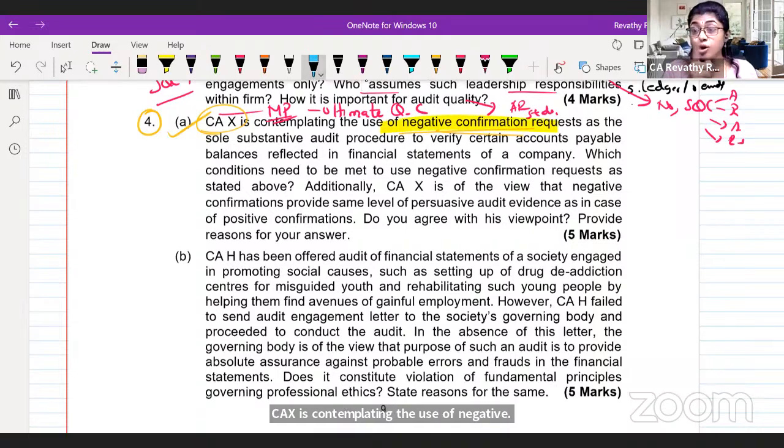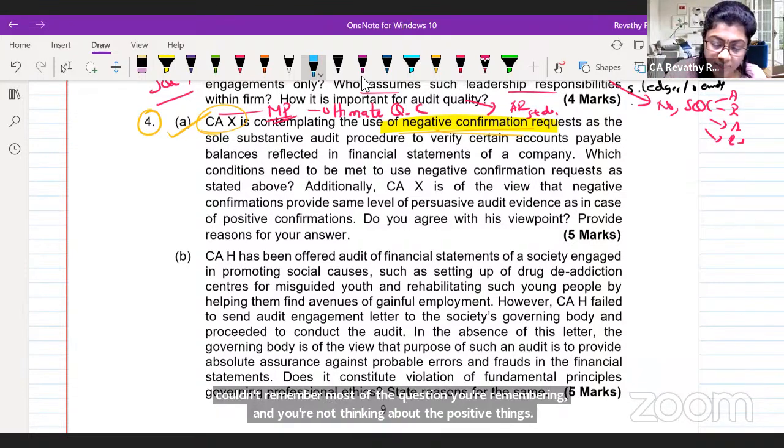Now you will catch on. You miss 1 or 2 questions, and we couldn't remember. Most of the questions you're remembering, and you're not thinking about the positive things. Only you guys are catching on the negative.